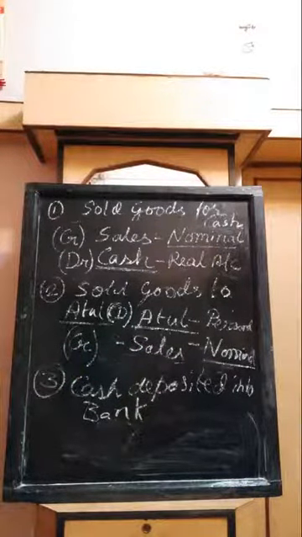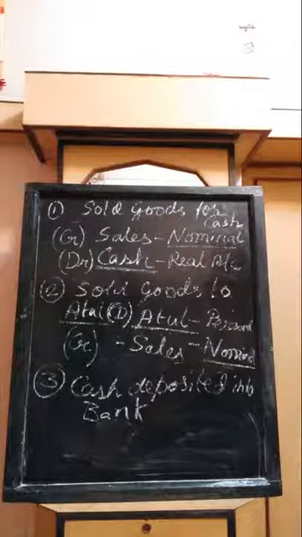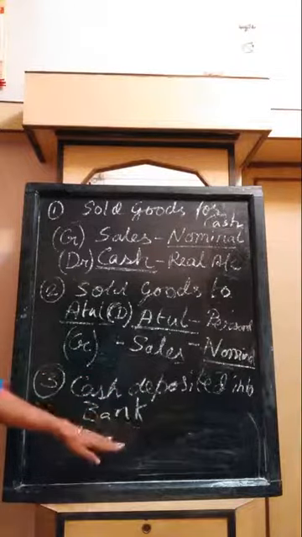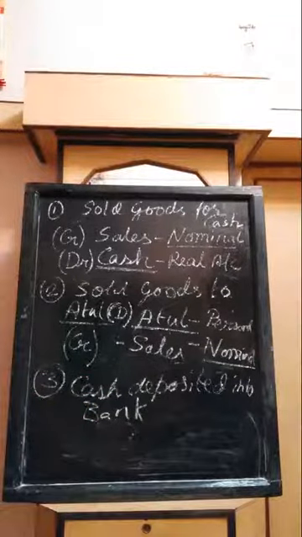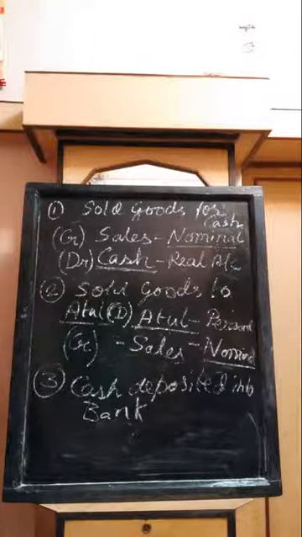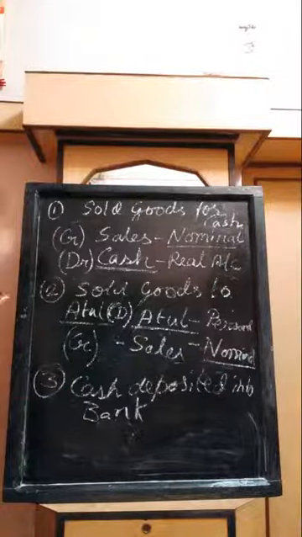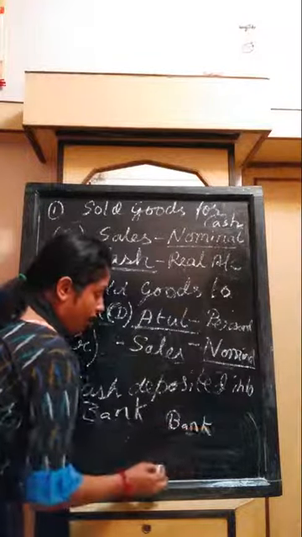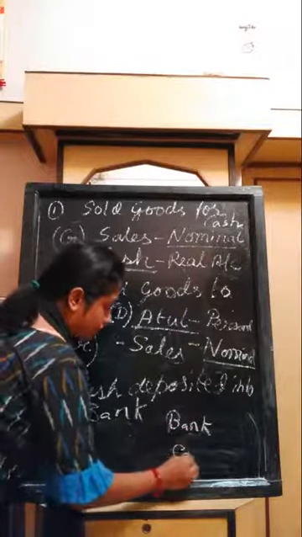Coming to the last transaction. I hope you have understood the difference of the two transactions. Now coming to the last transaction, that is cash deposited into bank. Very clearly you can notice that there are two accounts involved in this transaction. One is bank and the other one is cash.